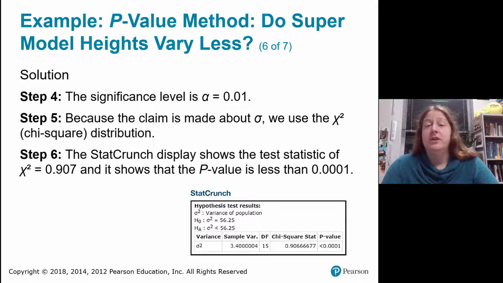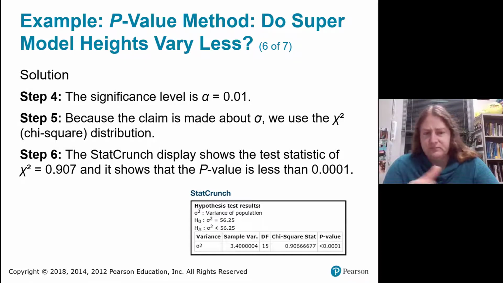Step 4 is to identify the significance level. They told us that we need a 0.01 significance level. So alpha is going to be 0.01. For step 5, the claim is made about the standard deviation, about sigma. So the chi-square distribution is the test statistic we need to be using. Now, step 6.